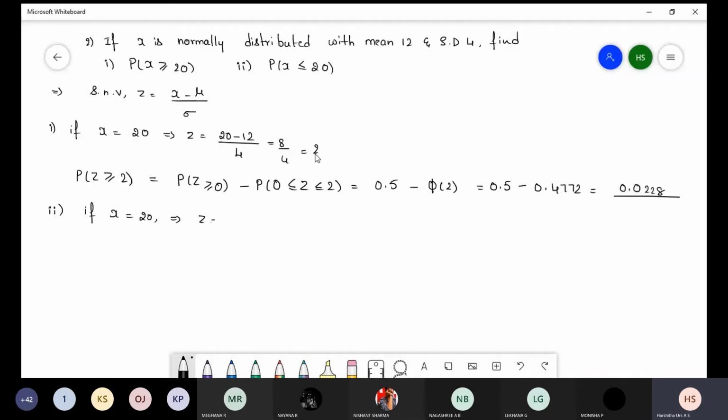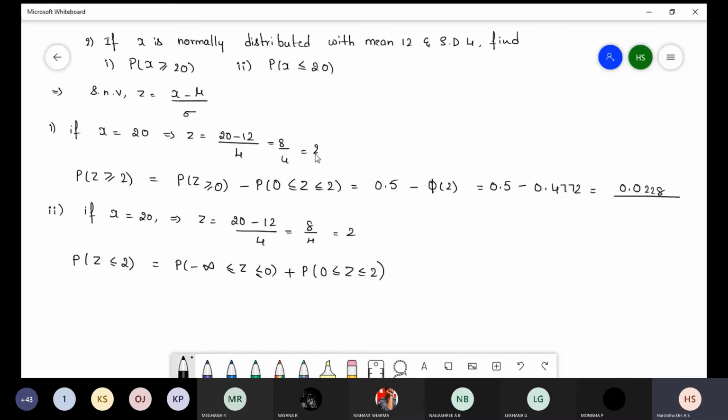Second one, there also x is equal to 20. So z is equal to 20 minus 12 divided by 4, again 8 by 4 is equal to 2. But the condition is P of z less than or equal to 2. So P of z less than or equal to 2 means you can write P of minus infinity less than z less than or equal to 0 plus P of 0 less than or equal to z less than or equal to 2.